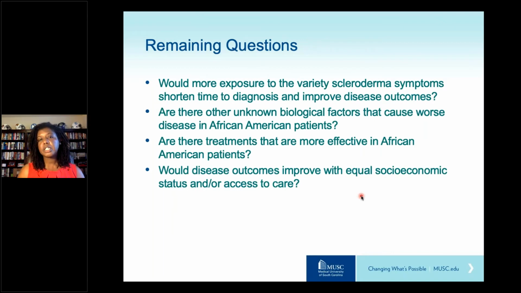So some of the remaining questions that we still have to help us, again, understand these disparities is, would exposure to the variety of scleroderma symptoms shorten the time to diagnosis and improve disease outcomes? Are there other unknown biological factors that cause worse disease in African American patients? Are there treatments that are more effective in African American patients versus non-African American patients? And would disease outcomes improve with equitable social and economic status as well as access to care?